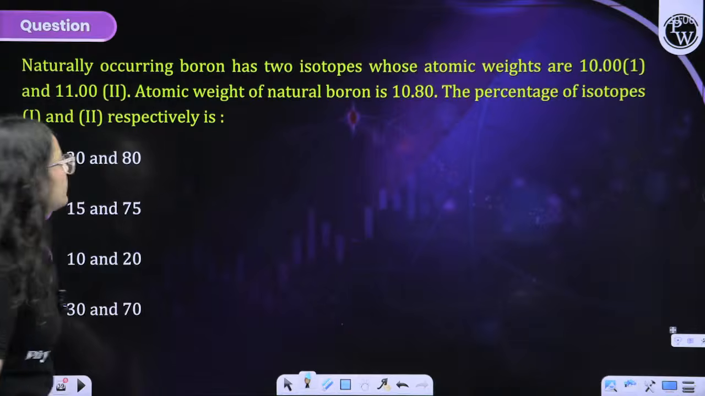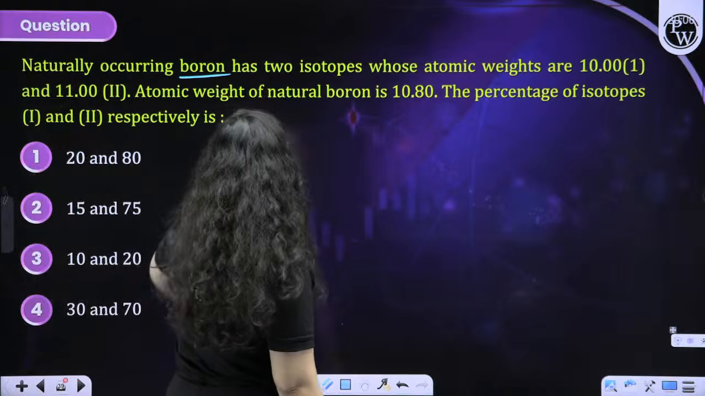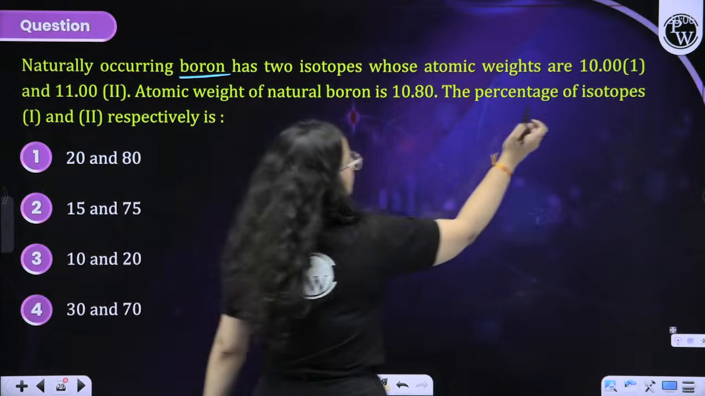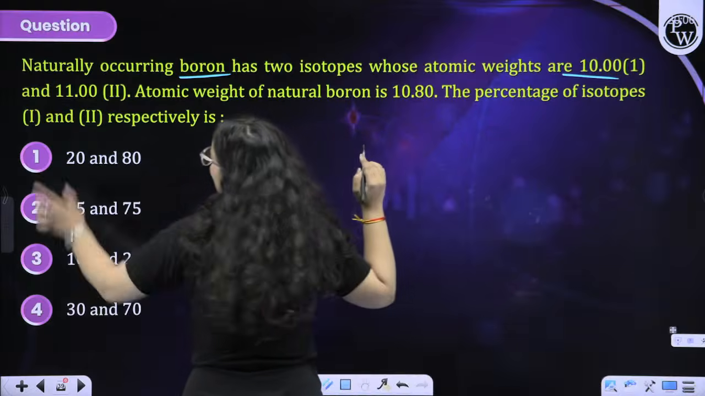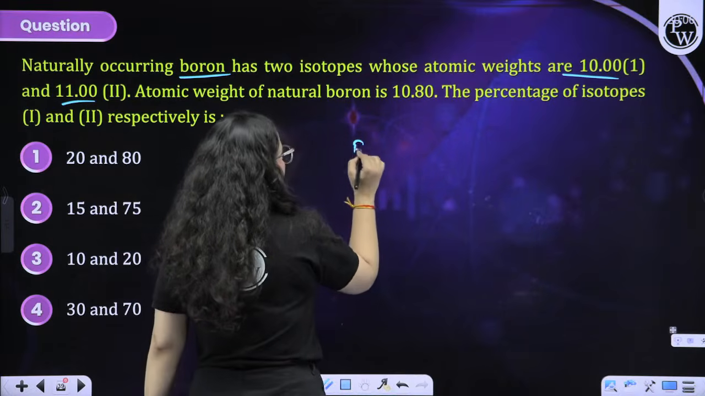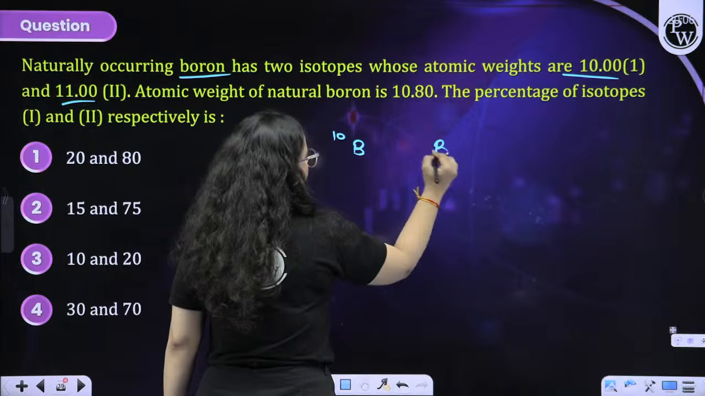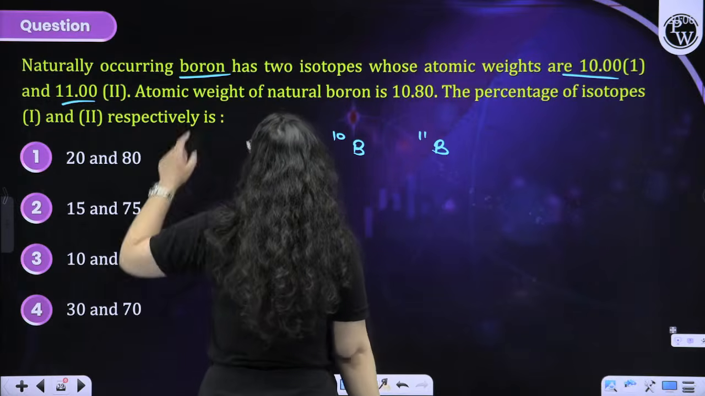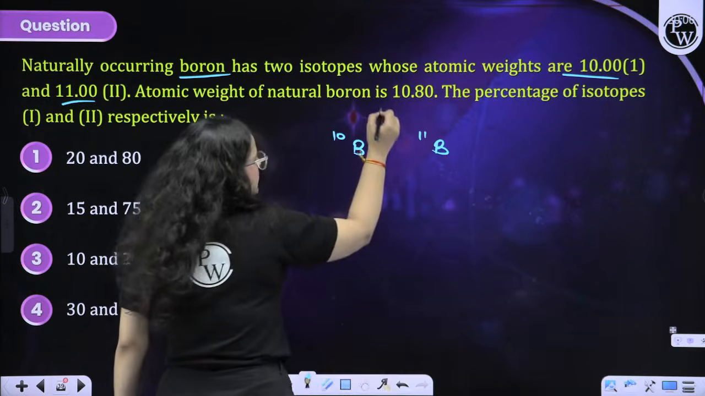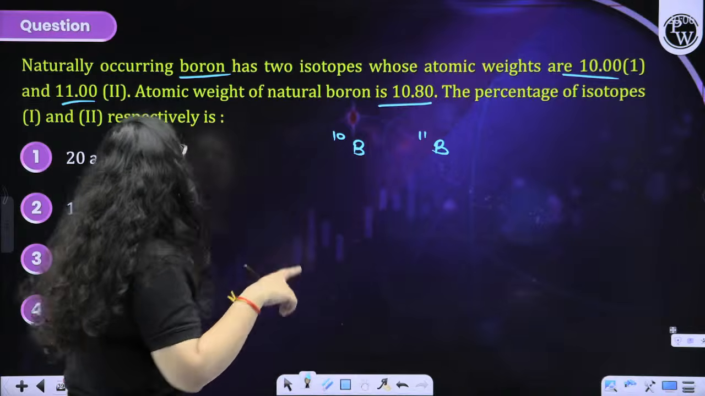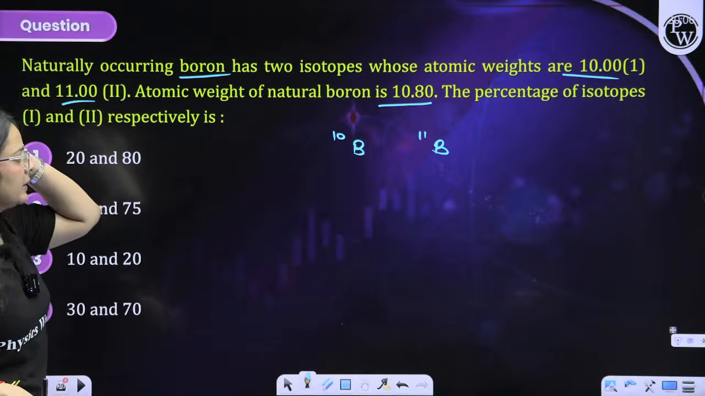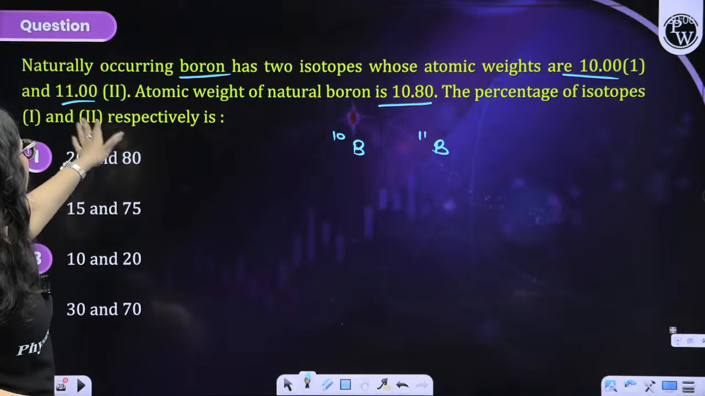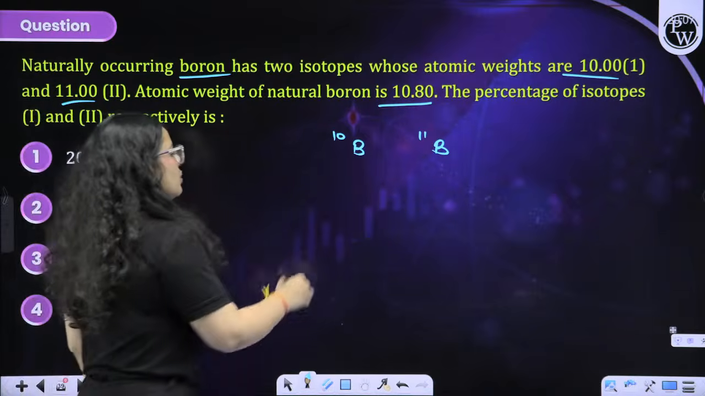Okay, fine. So let's try this question. Naturally occurring boron has two isotopes. One with atomic weight of 10 and another, we know, 11. Means boron having mass number 10 and boron having mass number 11. Atomic weight of natural boron, they are taking the average of it, is 10.8. This is the average. The percentage of the first and second isotope you have to tell.